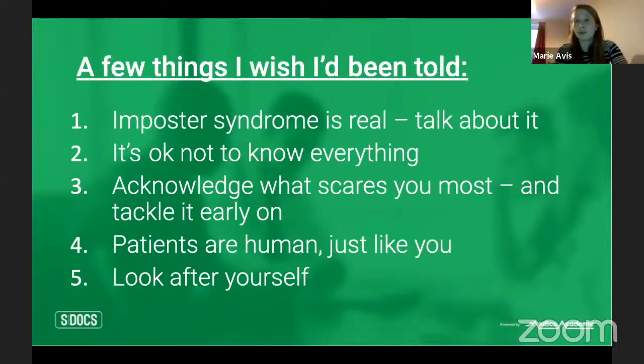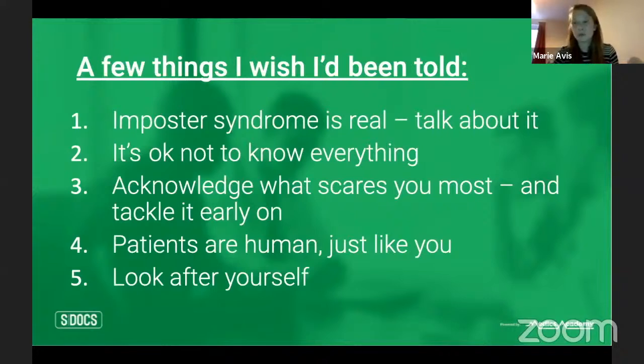They love having a chat with you. They're more than happy to tell you about their experience with their medical conditions, with drugs. Be comfortable with them and be polite, be nice to them, and they'll be more than happy to have a chat with you. And the final thing is just look after yourself.